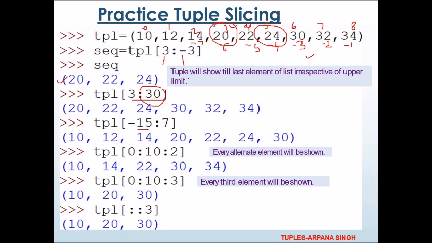Similarly minus 15: you cannot find any index minus 15, so it will consider from the beginning to 7 minus 1, that is index 6. Index 6 is 30, so this is the result. If you write 0 colon 10 comma 2, step 2 means alternate elements will be displayed. Step 3 means every third element will be displayed, so in this example it will display every third element. Colon colon 3 means from the first to the last, every third element.